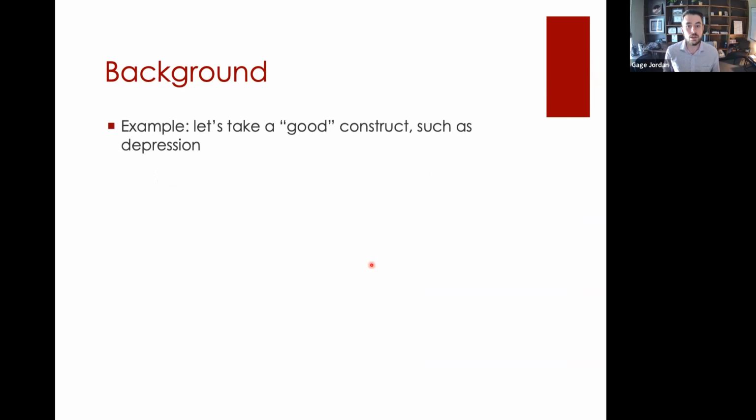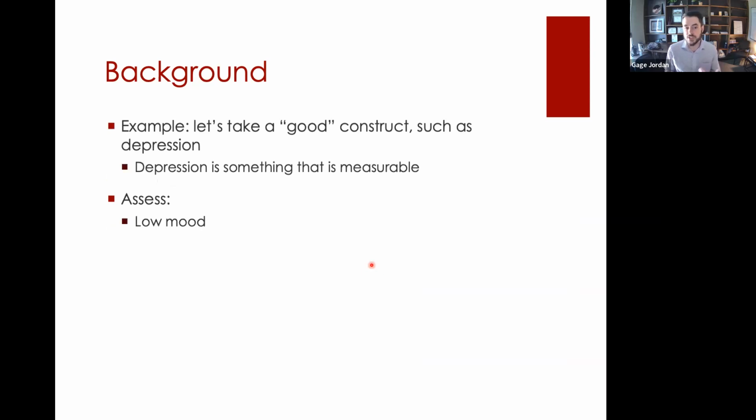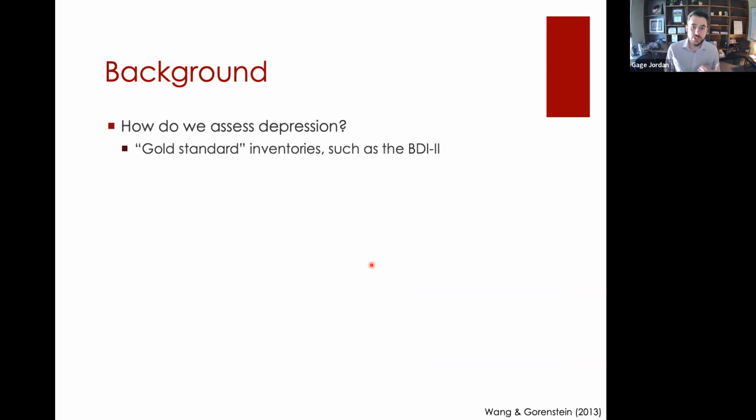A lot of psychometric work, we can take a good construct such as depression, knowing that depression is something that's measurable, and we assess things like its symptoms: low mood, loss of interest, sleep issues, fatigue, concentration difficulties, et cetera. How do we assess depression? We usually do it through some self-report measure. The BDI, Beck Depression Inventory, is a common way of assessing depression. Give somebody a measure, and it basically asks, how depressed are you?